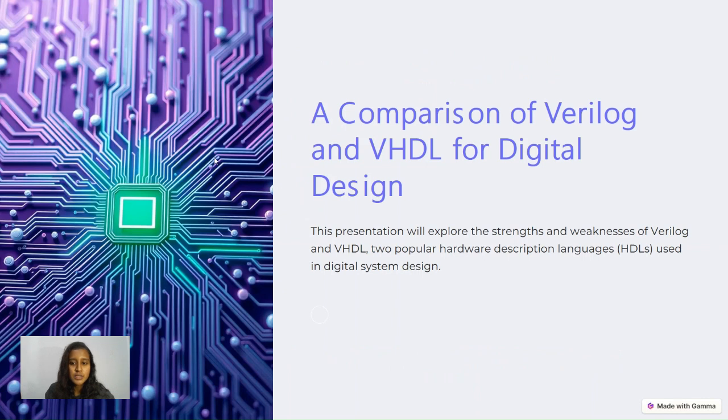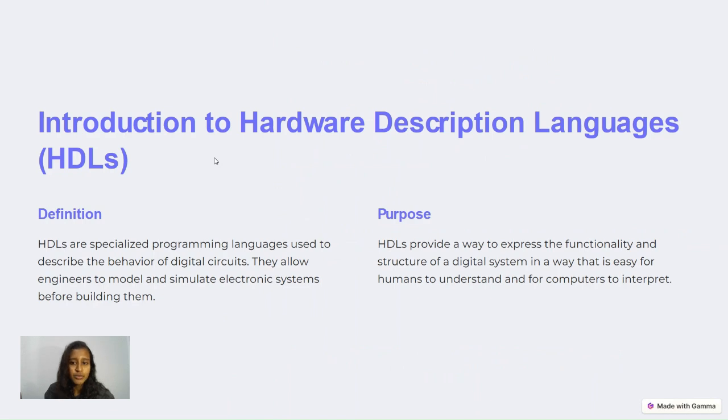This presentation will explore the strengths and weaknesses of Verilog and VHDL, two popular hardware description languages used in digital system design. Introduction to Hardware Description Languages. Definition: HDLs are specialized programming languages used to describe the behavior of digital circuits. They allow engineers to model and simulate electronic systems before building them. Purpose: HDLs provide a way to express the functionality and structure of a digital system in a way that is easy for humans to understand and for computers to interpret.